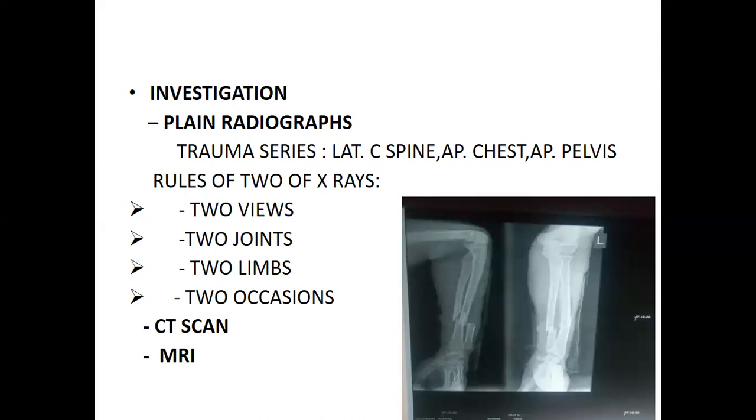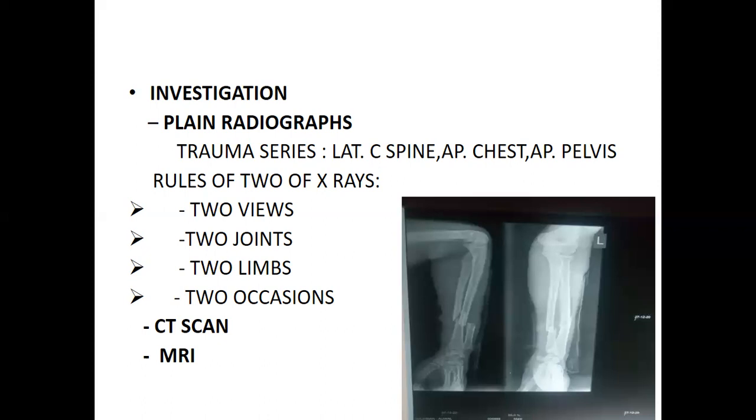Also, at times, there are certain fractures that are not obvious during their presentation at the emergency. An example is the scaphoid fracture, one of the carpal bones in the hand. Sometimes it's not visible in the emergency. So usually you wait for at least 6 weeks and you take another x-ray. When you take that x-ray at 6 weeks, that fracture becomes obvious.